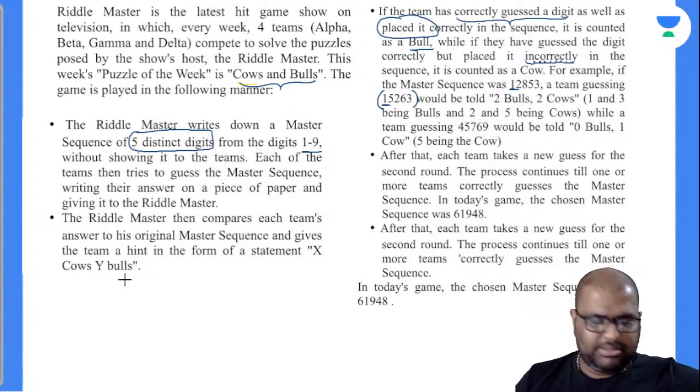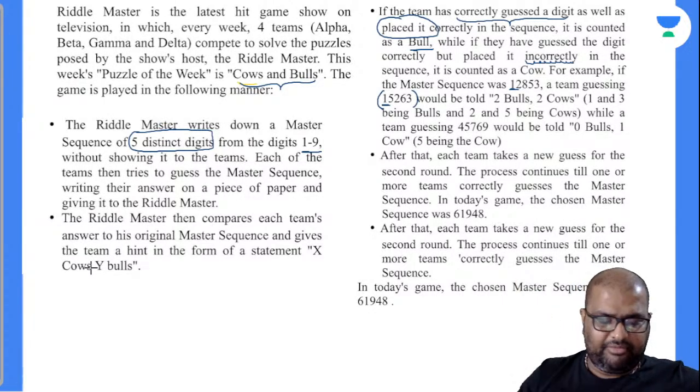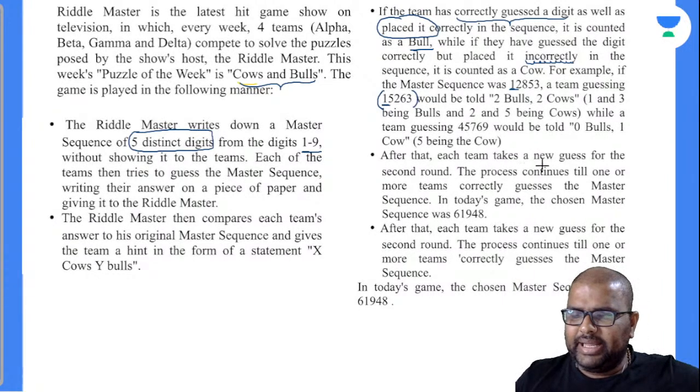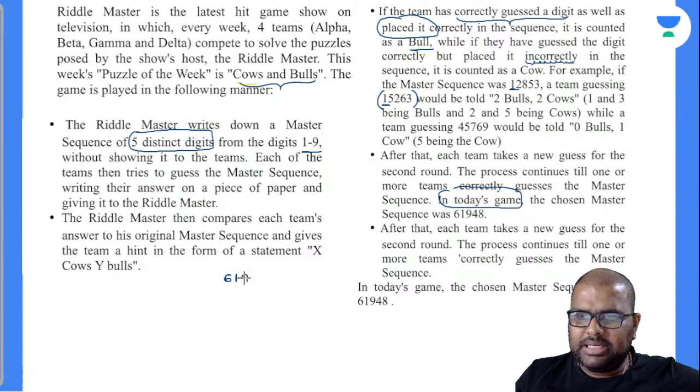Done. Observe, this is the pattern of finding out the answers. After that, each team takes a new guess for the second round. The process continues till one or more teams correctly guess the master sequence. In today's game, the chosen master sequence was 61948. So today's puzzle is: the master sequence given by the riddle master is 61948.